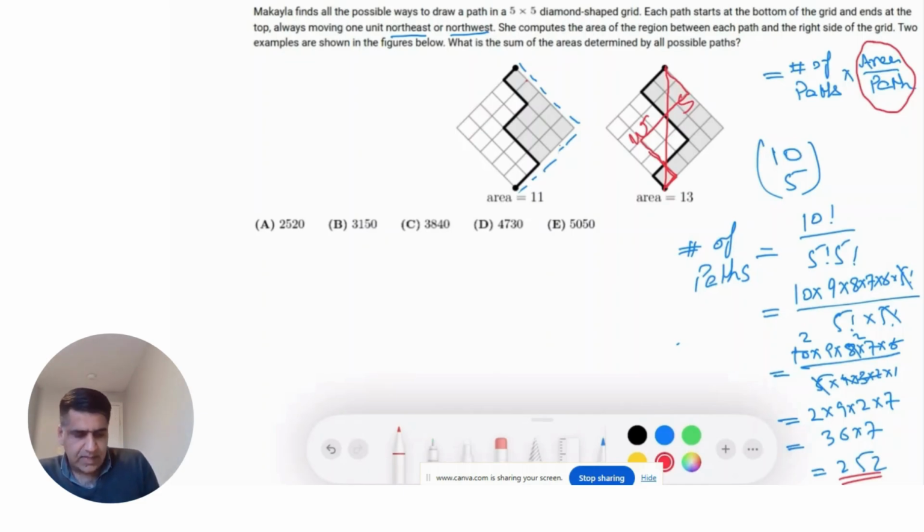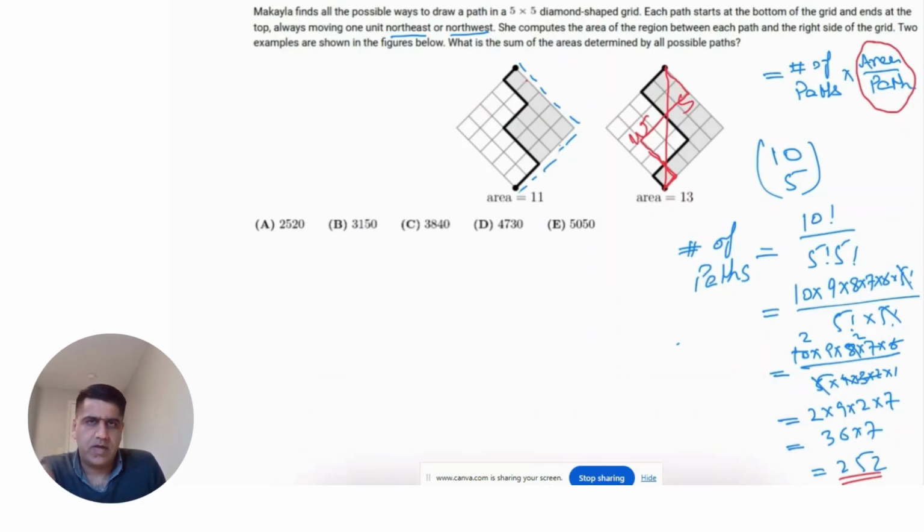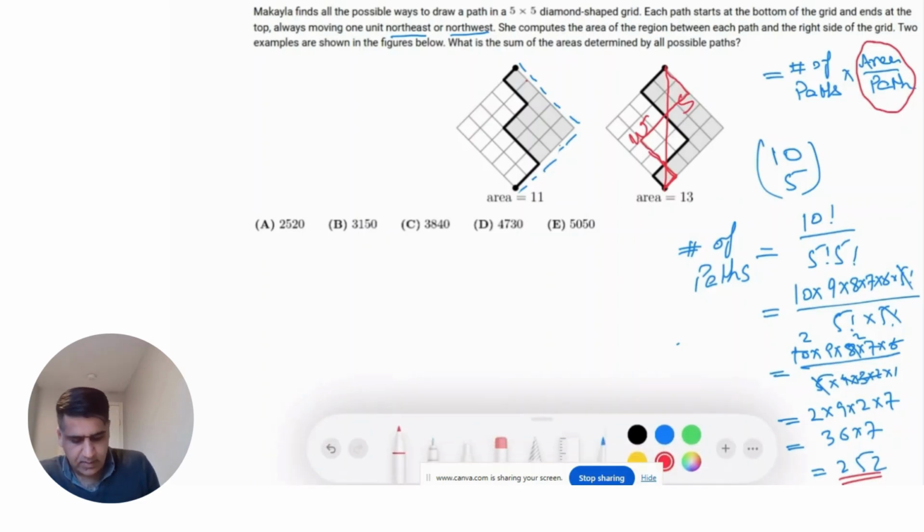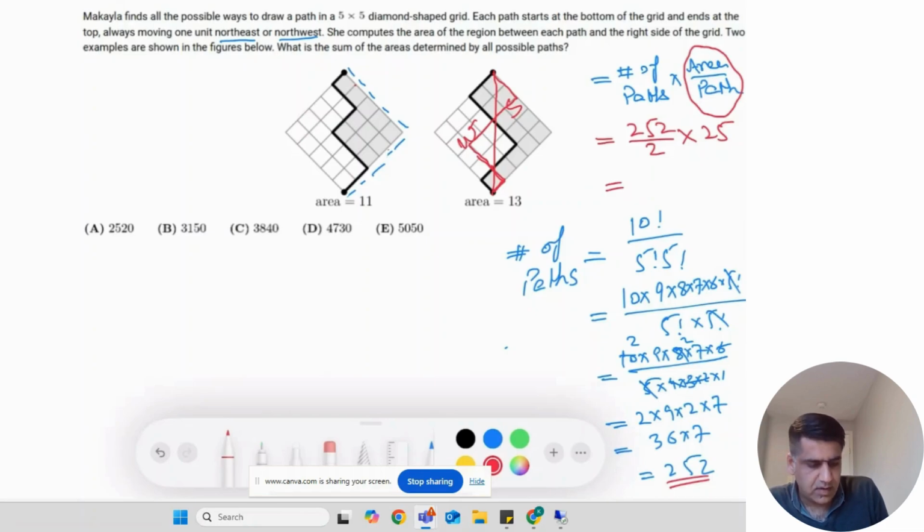So that means that for every two paths, the area is equal to 25. So in order to calculate the total area, I can simply divide the total number of paths by 2 and then multiply by 25. If I solve this, I will get 3150. So that is the answer for this question.